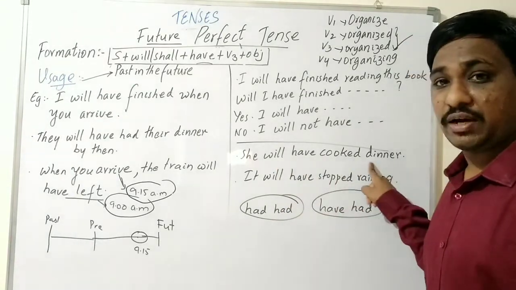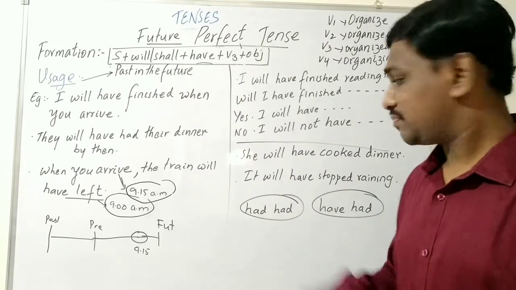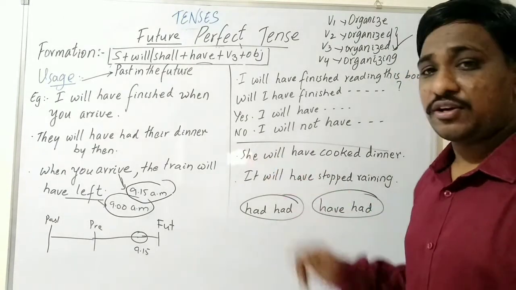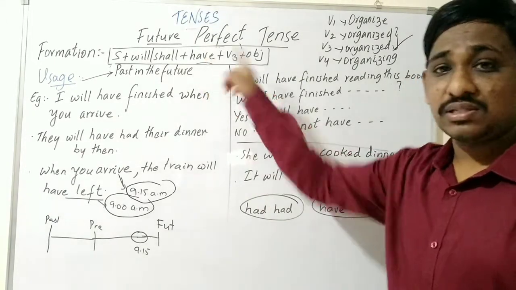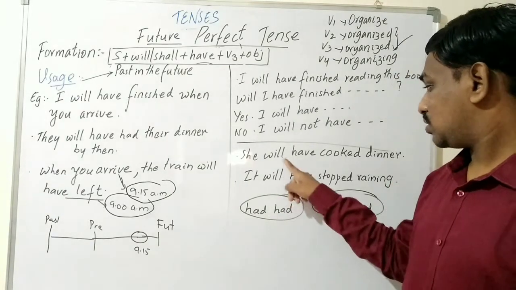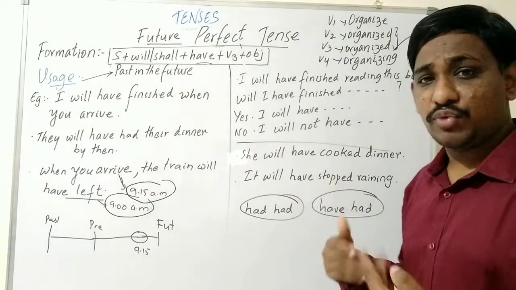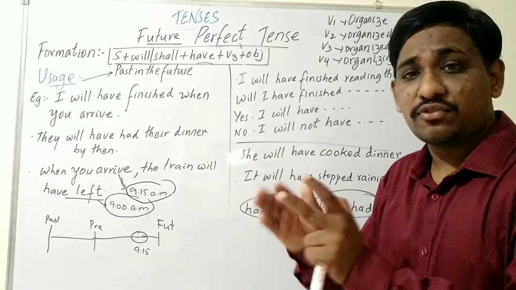She will have cooked dinner. So what is the question? Will she have cooked the dinner? So there is no confusion here whether have or has. Only have is there, no has. So she will have cooked the dinner. Will she have cooked dinner? No, she will not have cooked dinner. Yes, she will have cooked dinner.